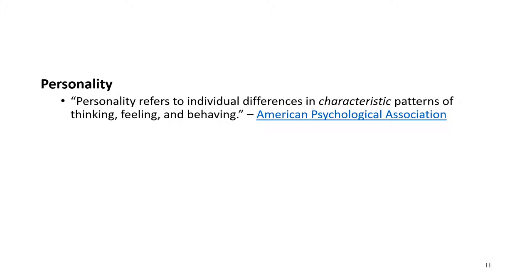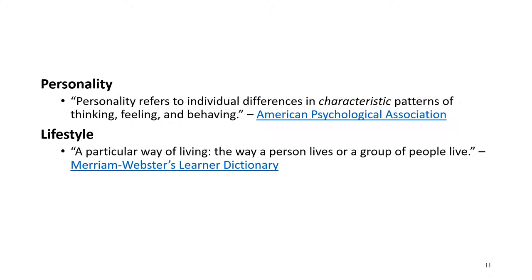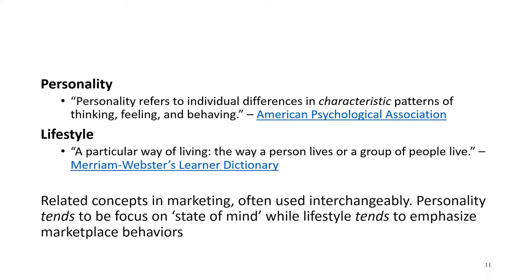Personality refers to individual differences in characteristic patterns of thinking, feeling, and behaving. This word characteristic is very important when understanding what personality means. That's to say that although individuals may vary from day to day depending on context, mood, or particular situations, when we refer to someone's personality, we're referring to someone's general overarching way of being. Similarly, for lifestyle, we're referring to a particular way that someone lives, the way a person or group of people tend to live their lives. These are related concepts in marketing. Sometimes they even use these phrases interchangeably.